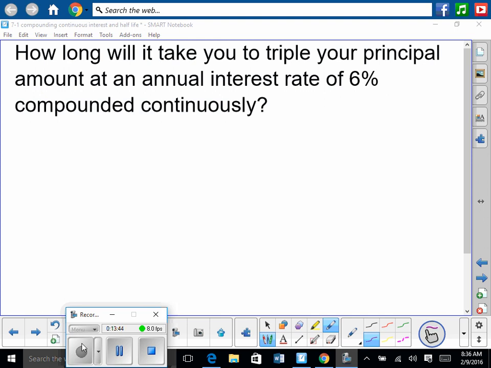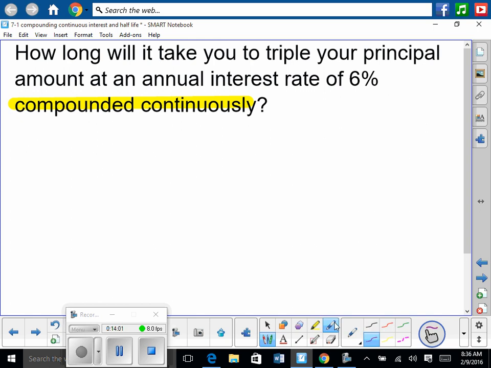So it says, how long will it take you to triple your principal amount at an annual interest rate of 6% compound continuously? So things to notice about this problem. Do you see the words compounding continuously? Yeah, so that's when you know I must be using PERT. So I'm going to write that down.